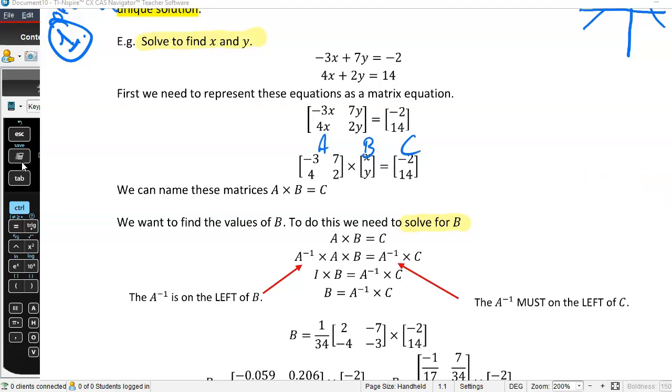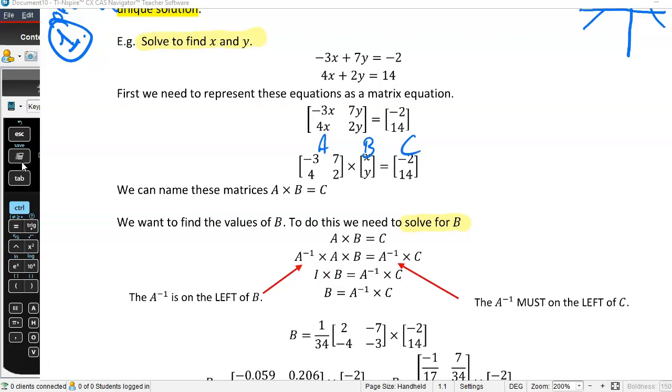So what can I do? How do I get B on its own? Because that's what we want to do, isn't it? We want to solve for B, so we need to get B on its own. What I can do here is times A by its inverse. Because you'll remember, if you times a matrix by its inverse, you get left with the identity matrix.